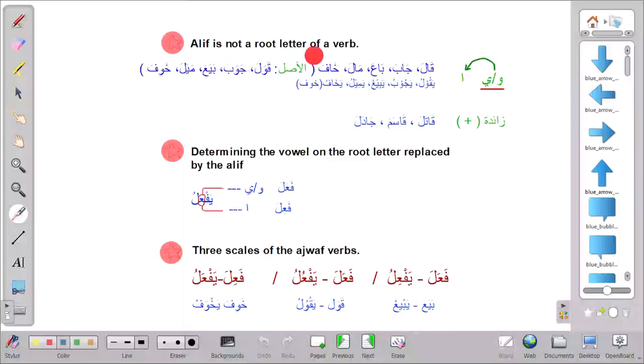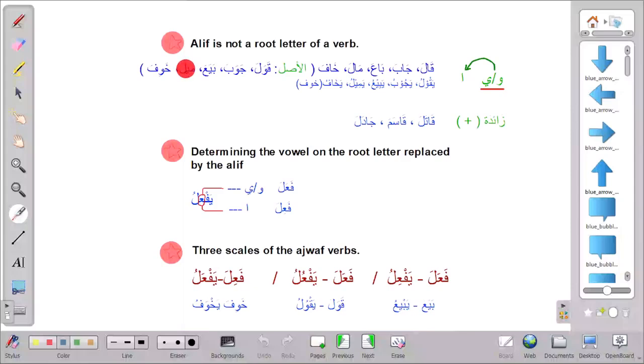So that's the same thing here. Ba'a was initially baya'a. So as I said, it's actually going to either be a waw or a ya that got replaced by the alif. I hope that is clear. Then mala, you can see mala. Mala means he leaned towards something. Okay, so it was initially mayala.